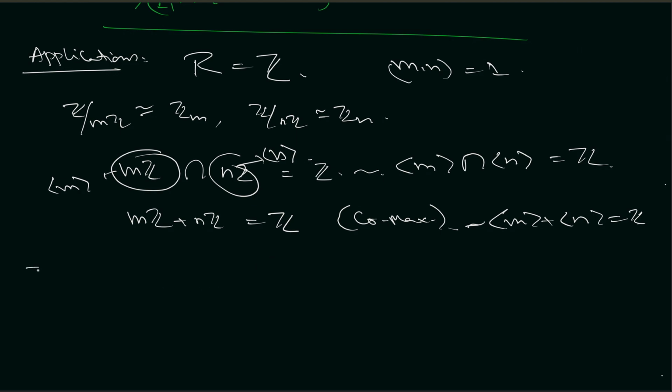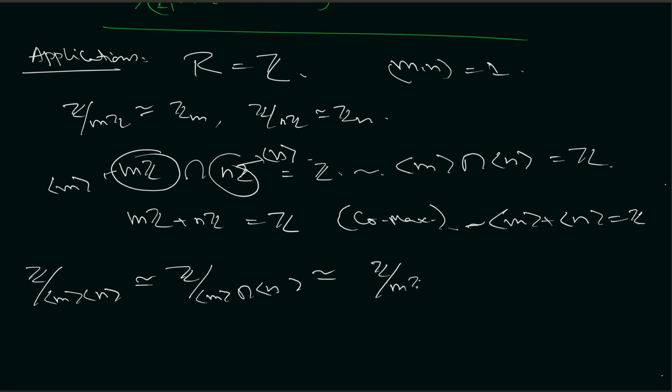So you know that Z mod the ideal generated by M intersection the ideal generated by N is isomorphic to Z mod the ideal generated by M cross Z mod the ideal generated by N, that is, Z mod Mz cross Z mod Nz.